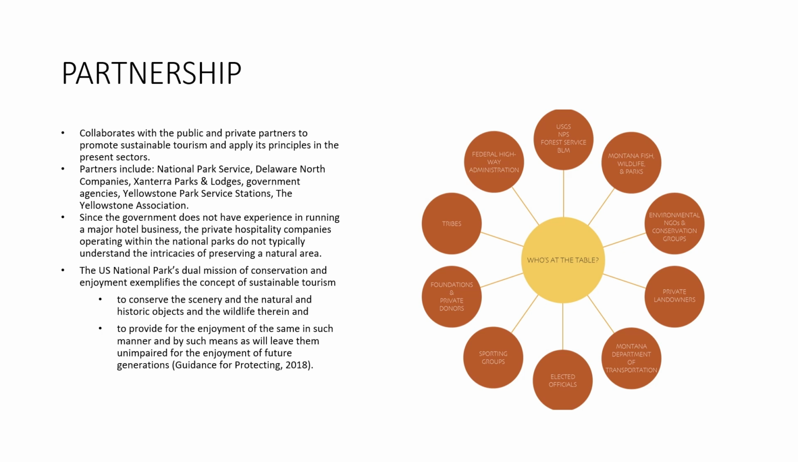Since the government does not have experience in running a major tourism business such as a hotel, the private hospitality companies operating within the national park do not typically understand the intricacy of how to conduct preservation and support local business and reach a delicate balance. The U.S. national park's dual mission of conservation and enjoyment exemplifies the concept of partnership in sustainable tourism.